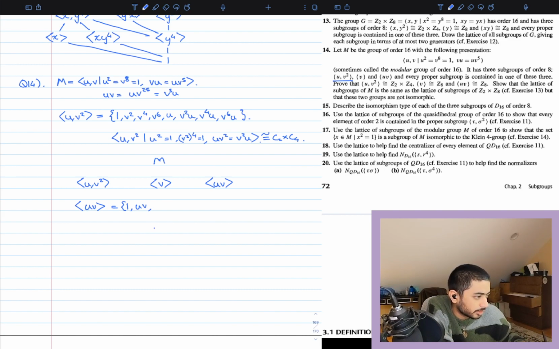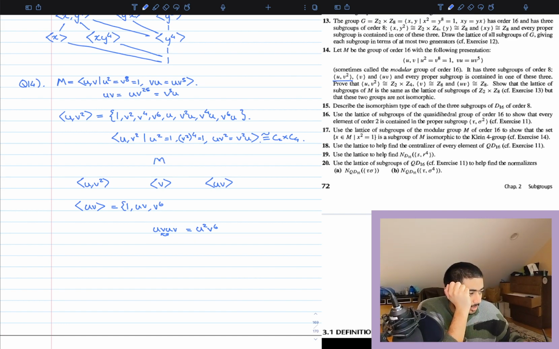UV squared is going to be UV. We can swap the middle two, and that turns into U squared V to the 6. U squared is 1, so we get V to the 6 this time. Okay. Yeah, this is so weird, dude. So weird. Why are we going straight to V to the 6?